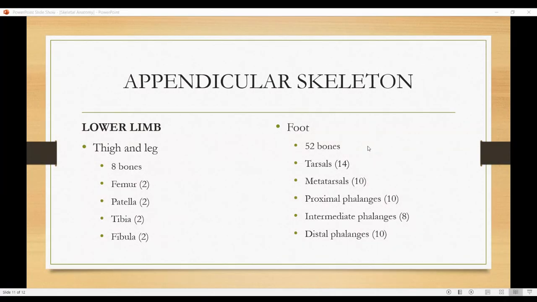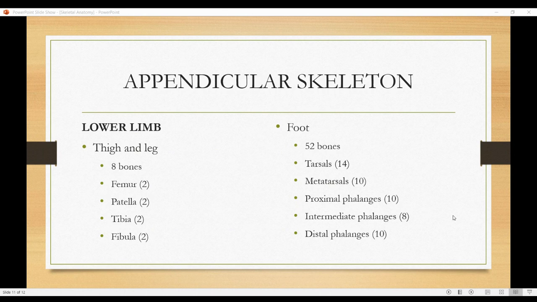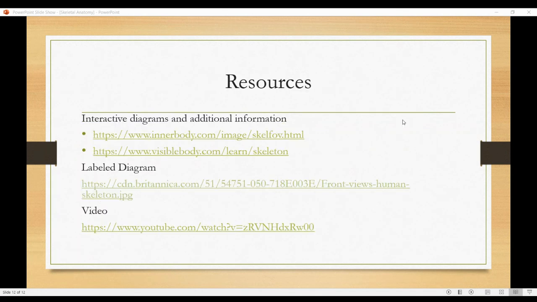Now the foot and ankle also intricate as well as the hand, right? It does a lot more things, a lot more intricate fine movements. 52 bones total, 14 tarsals or 14 ankle bones, 10 metatarsals that form the forefoot, 10 proximal phalanges, 8 intermediate phalanges again, and 10 distal phalanges. And those are the toes, of course, right? So that is the basics of the skeleton.